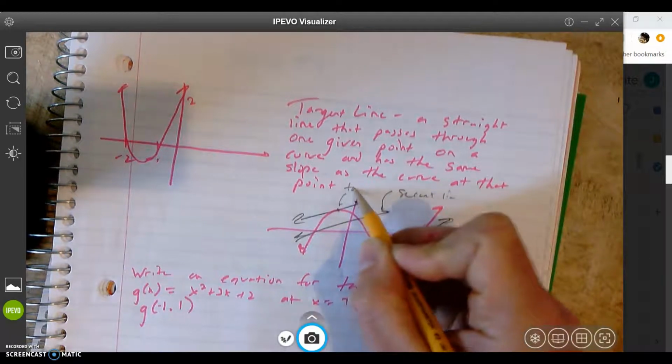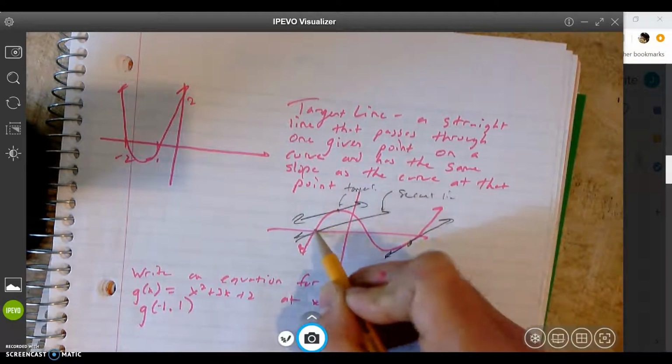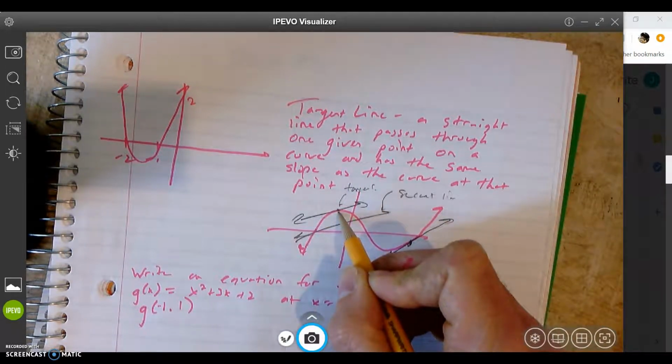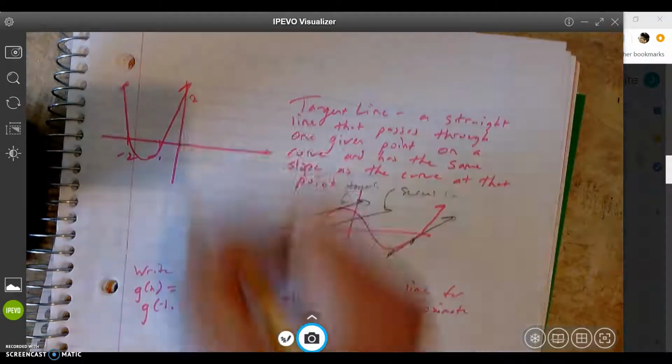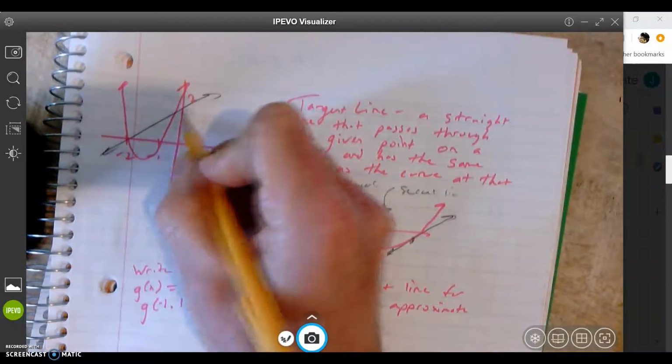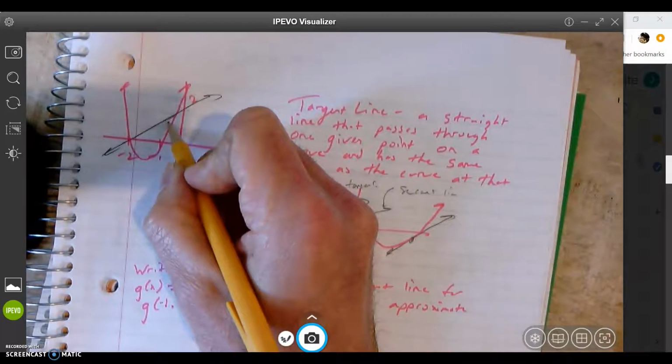This is a tangent line. So the tangent line touches the graph in 1 point. So this is the curve we just did. We did this just now. So this is our secant line, which sucked.